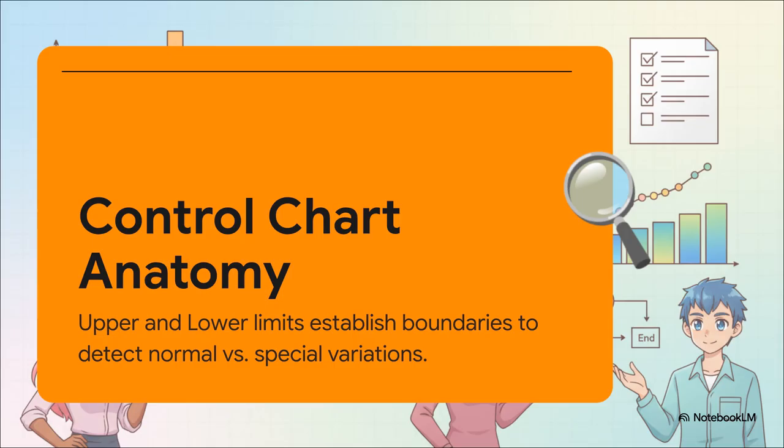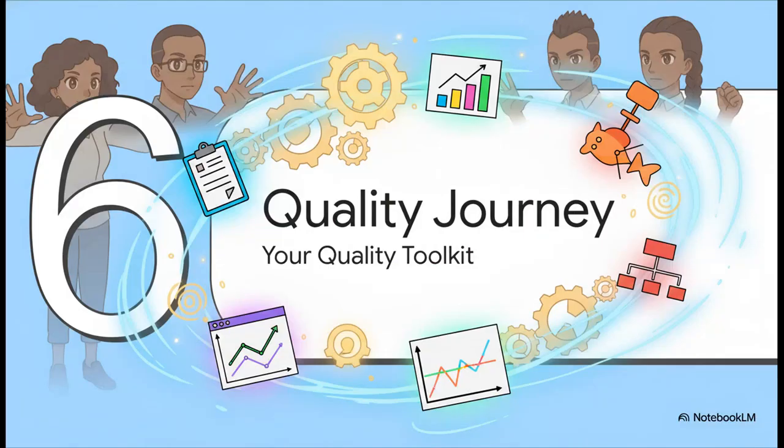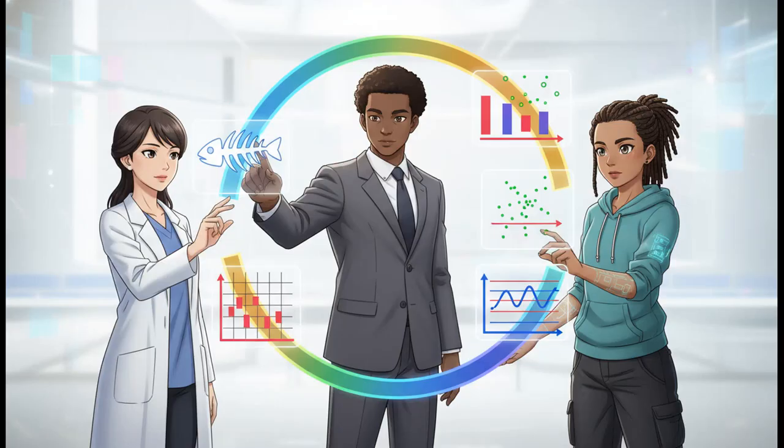And finally, Section 6, empowering your quality journey. Let's look at your complete toolkit. We've spent this explainer focusing on each specific tool individually, but the real magic happens when we zoom out and view them together as a unified system. The biggest takeaway here is that every single tool has a highly specific job depending on exactly where you are in your improvement cycle. Need to measure and identify issues?